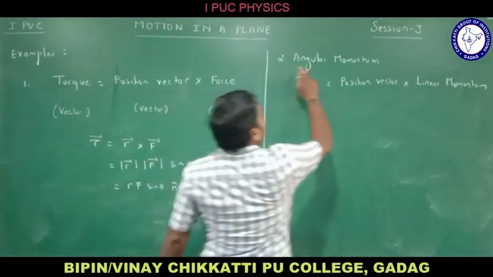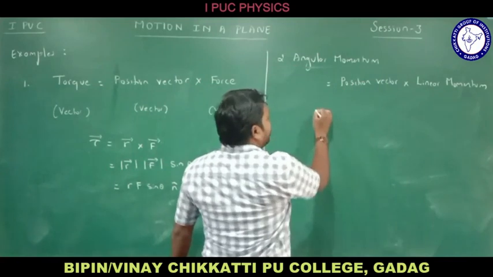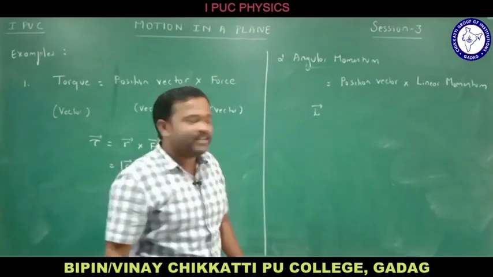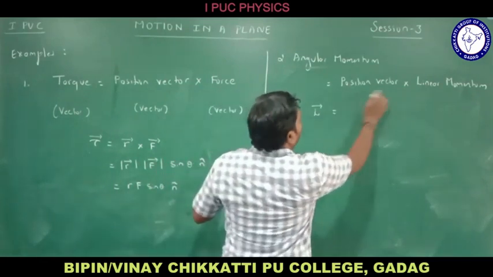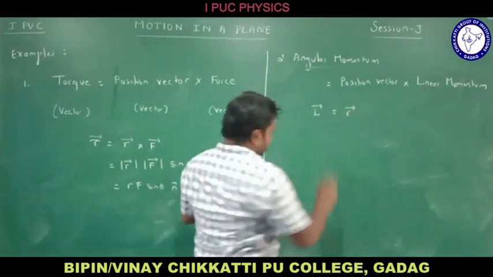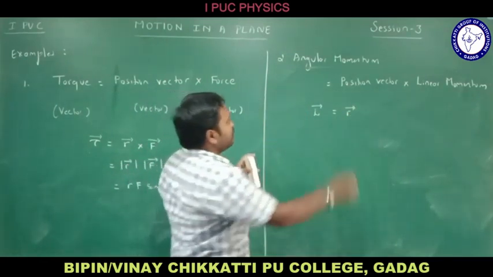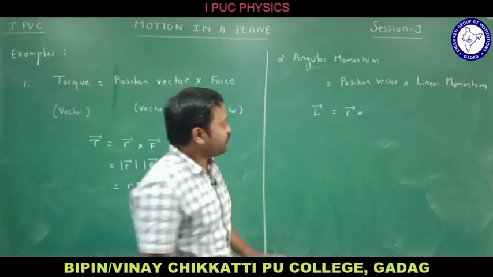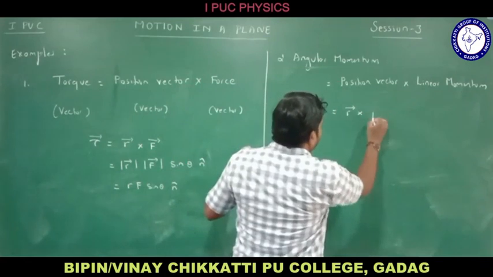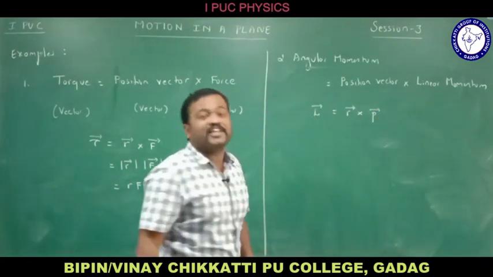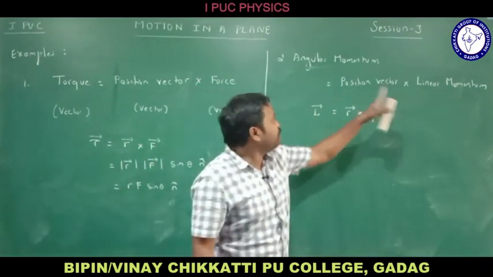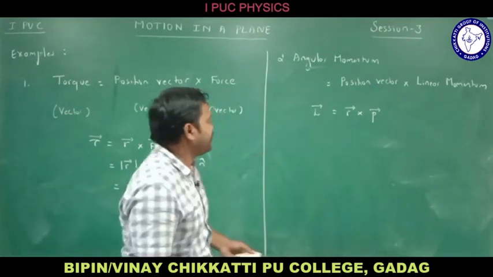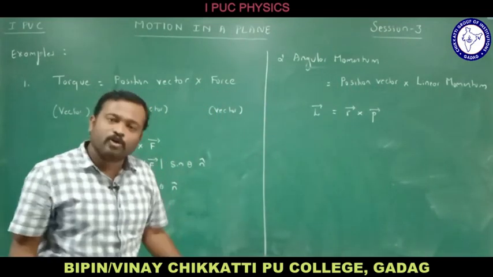Okay, angular momentum is written as capital L. Shall I write vector? Angular momentum is equal to position vector, which we represent as R. Since the result is a vector quantity, let me write it as cross product. What is the linear momentum? Linear momentum is small letter p. Small letter p is linear momentum, capital letter L is angular momentum, or you can also write small letter l. L is equal to R cross p.